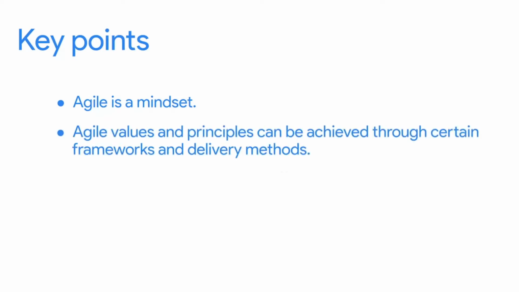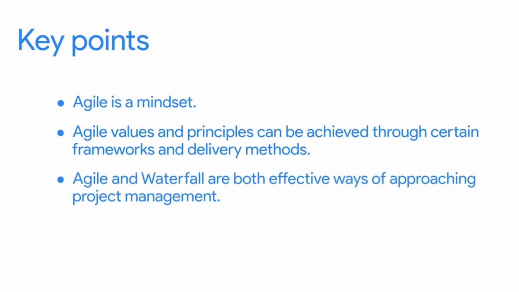Well, that brings us to the end of this video. Let's review the key points I want you to take with you. First, Agile is a mindset, a way of thinking about the project delivery process through the values and principles outlined in the Agile Manifesto. Second, Agile values and principles can be achieved through certain frameworks and delivery methods, like Scrum, Kanban, XP, and Lean. And finally, Agile and Waterfall are both effective ways of approaching project management that add specific value. There are times when blending these styles will add even more value than sticking with just one, so don't be afraid to mix things up.